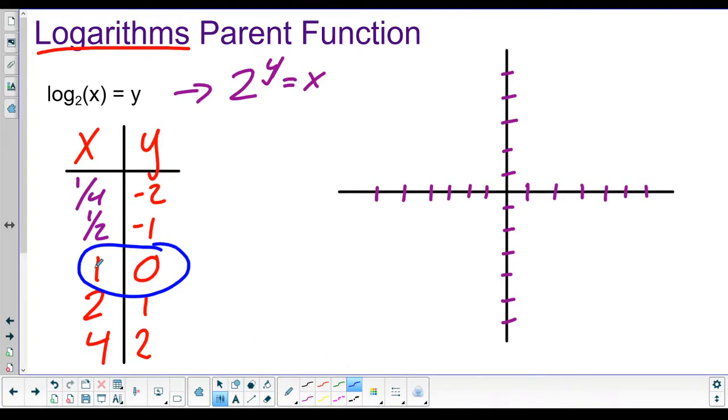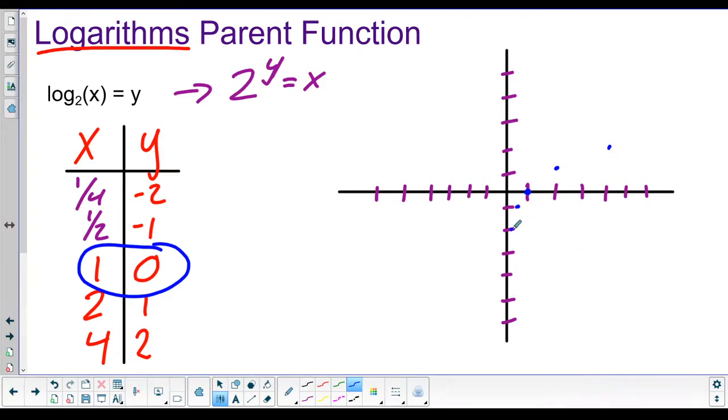So we have a point at 1, 0. So there's one right there. We have a point at 2, 1. So right there. At 4, 2. Right there. And now we've got to be careful with these. 1/2, negative 1. So I go over half, down 1. Then I go over 1/4 and down 2. So 1/4 is half of a half. So right about there, we're going down 2.